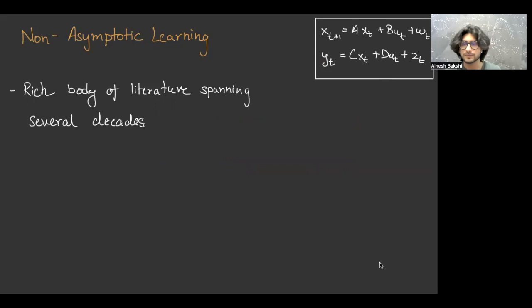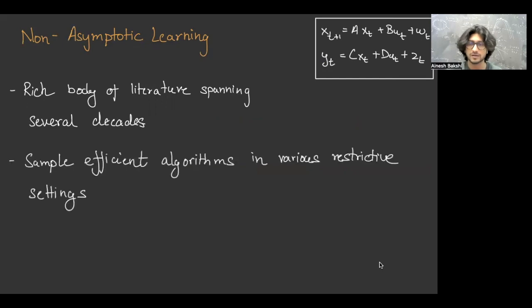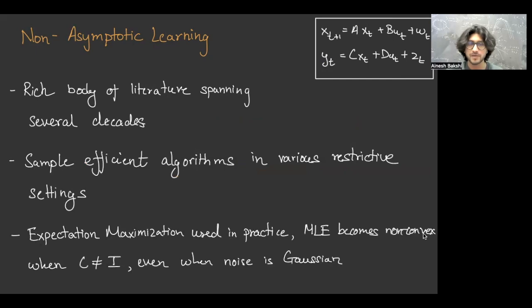So what is known about this? Well, there's a long and rich body of work on the non-asymptotic complexity of learning a linear dynamical system spanning several decades. Sample-efficient algorithms are known in various restrictive settings. And in practice, people typically use expectation maximization, but the maximum likelihood estimator becomes highly non-convex when the sensor matrix C is not the identity matrix. That is, you do not observe the state entirely.